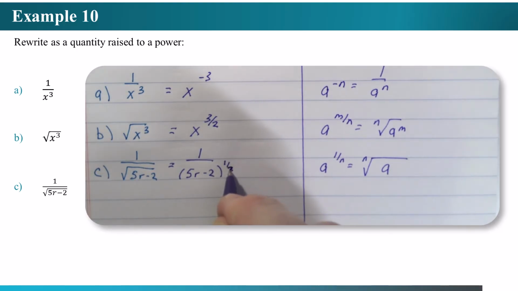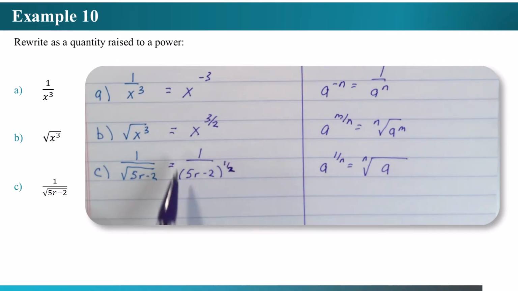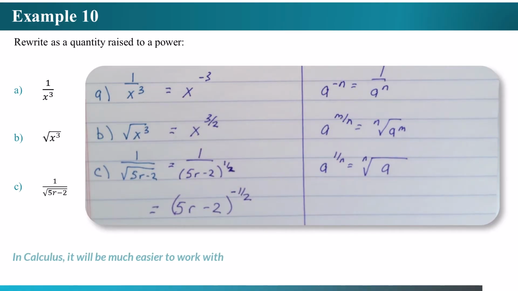Well, I can take that just a little bit further because I know now that I can take this and write it as a negative exponent. And so this is (5r minus 2) raised to the negative 1/2. And this is an important skill. We're going to see this type of thing a lot when we get into the calculus.